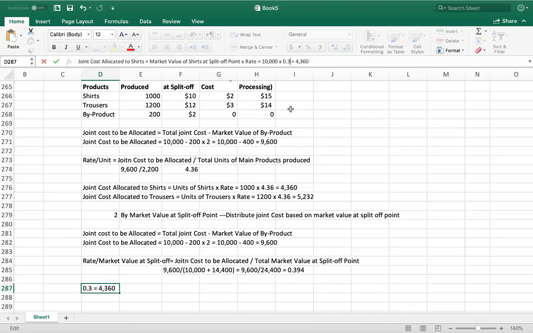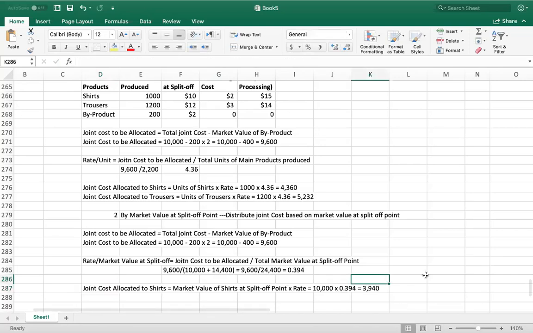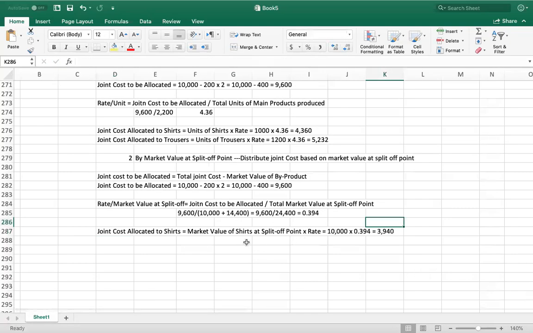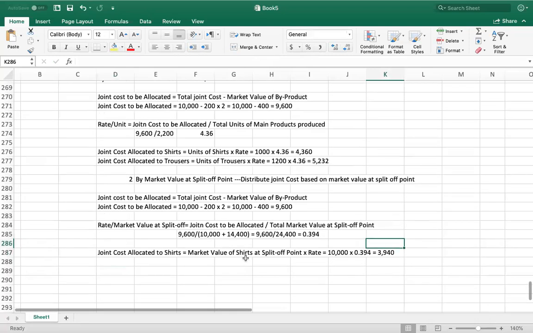0.394. Okay, so 0.394. So this will give you 3,940. Okay, something like that. So this will give you total cost allocated to shares based on market value at separate point.